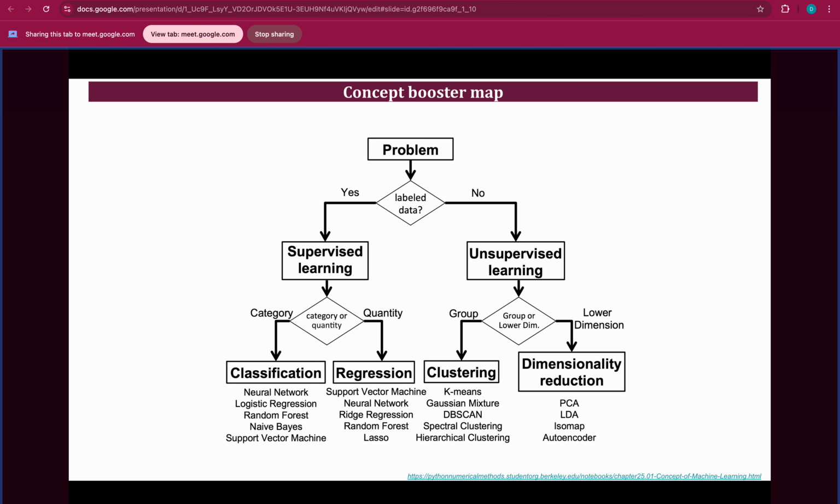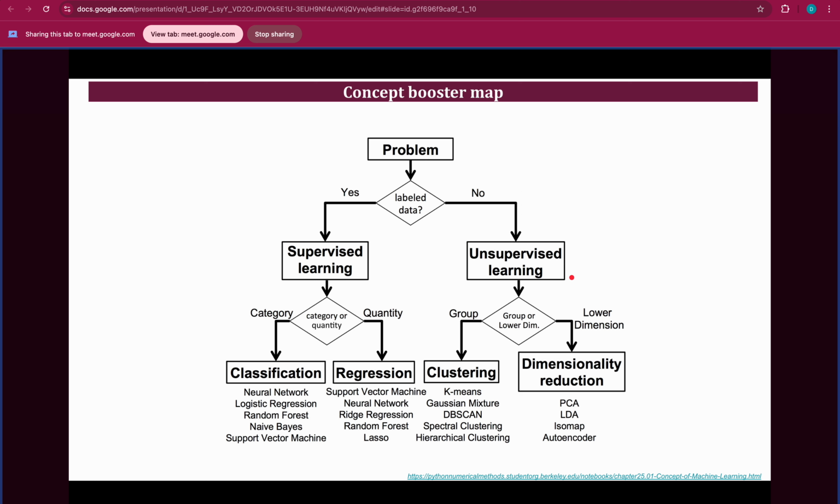And this is a concept booster map in which you can identify what method you can use. For example, if you have labeled data, then you can go for supervised learning. If you do not have labeled data, then you have to use unsupervised learning. Similarly, when you are talking about supervised learning, you will see what your output is, or what kind of data you are analyzing. If it is categorical data, such as a classification or some yes or no kind of thing, then you can go for classification. Whereas if you have a quantity and you want to predict some numbers, then you will go for regression, and these are certain methods under regression.